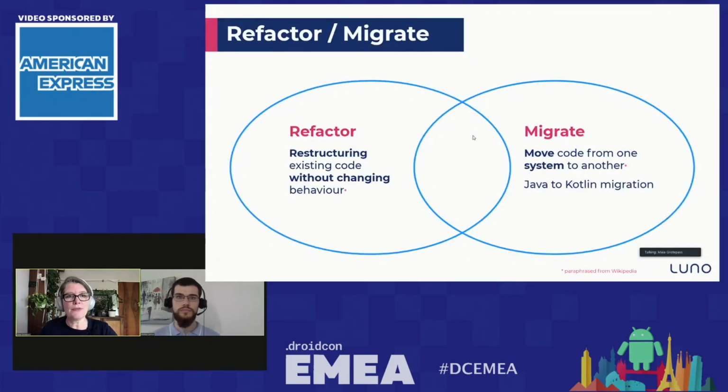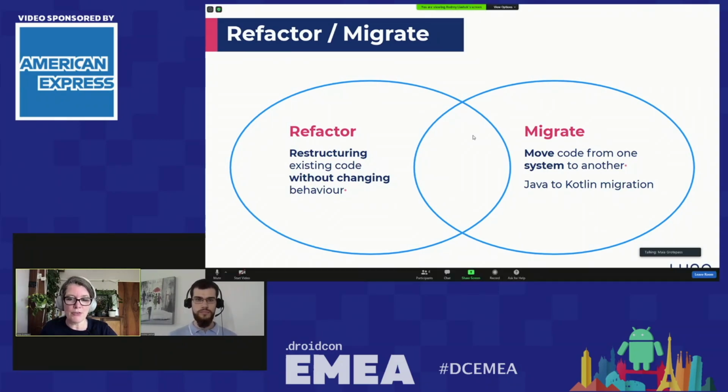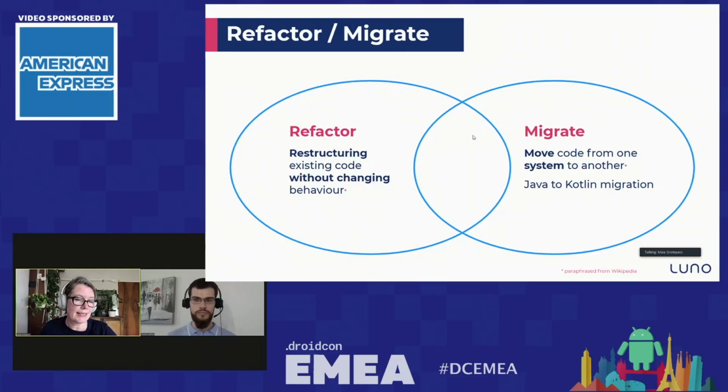So just a little bit of definition around refactor and migrate. I looked at Wikipedia and paraphrased slightly. Migrating means moving to another system, and hopefully also without changing behavior. But of course, with neither of these is it always possible to not change the behavior. Another thing that can happen is that if you're migrating, say, from AsyncTask to coroutines, or away from EventBus, you will have to do some refactoring because the implementation is different.